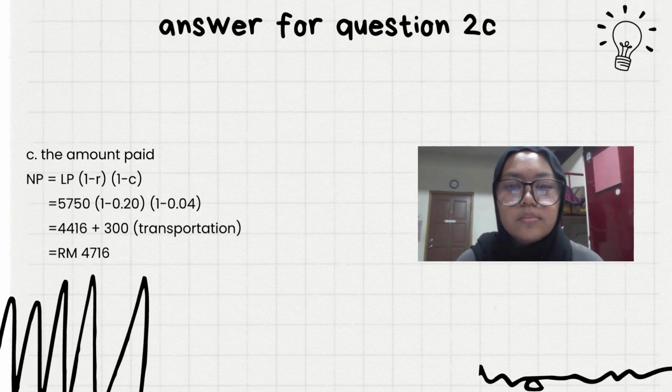Last question, the amount to be paid. We use the formula NP equals LP times (1 minus R) times (1 minus C), equals 5,750 times (1 minus 0.20) times (1 minus 0.04), equals 4,460 plus 300 for transportation charge, and the amount to be paid is 4,760.